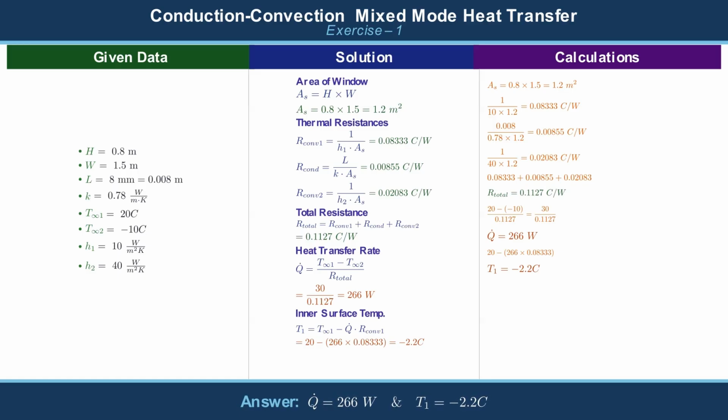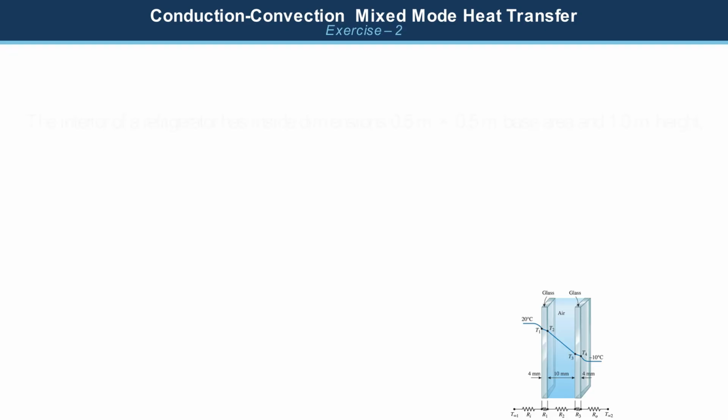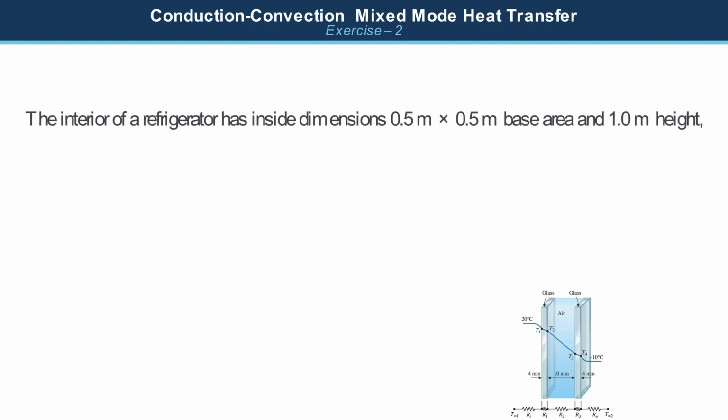So let's box our final answers for problem 1. Q dot equals 266 watts, the steady rate of heat loss through the window. T1 equals negative 2.2 degrees Celsius, the temperature at the inner glass surface. Well done. That was a clean, systematic application of the thermal resistance method. Now let's move straight into problem 2.